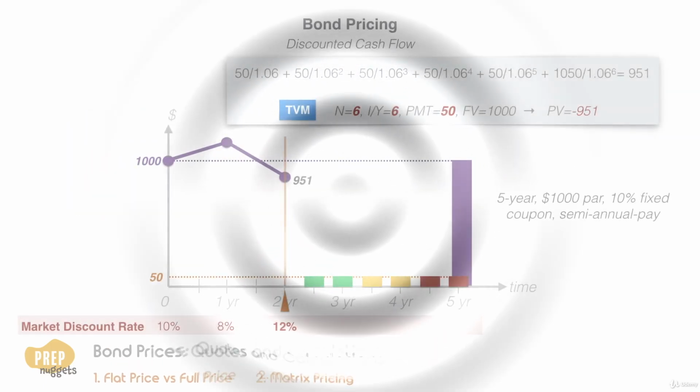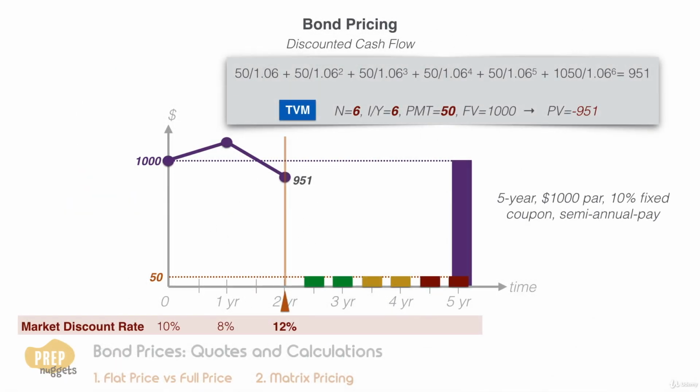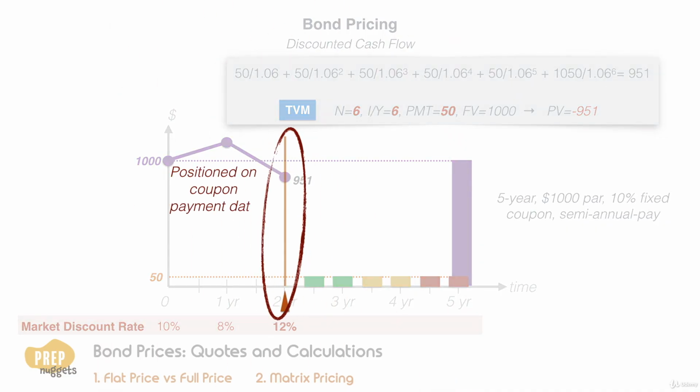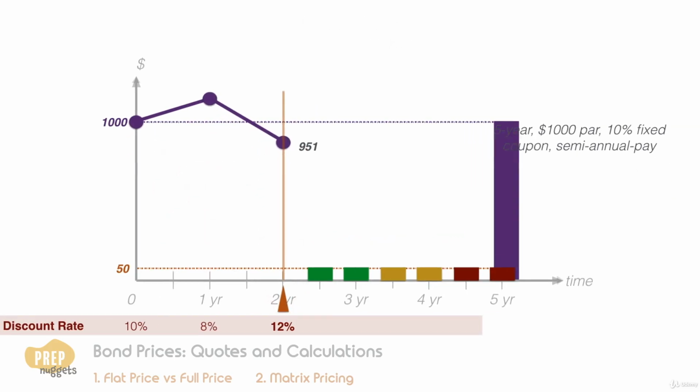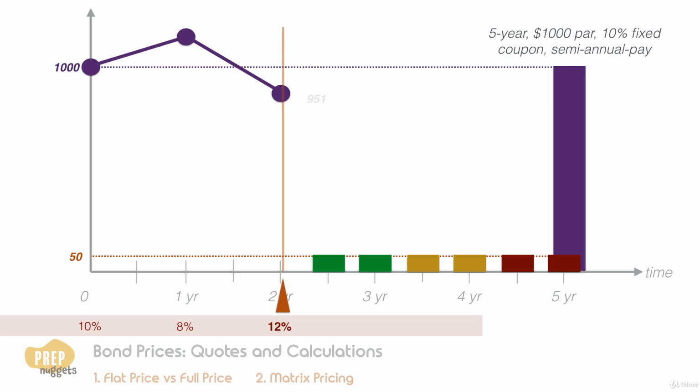Recall this example in the previous lesson. We used the discounted cash flow method to find the price of a bond based on its market discount rate. You would have noticed that in all the examples, we positioned the settlement dates on the coupon payment dates. This allows us to compute the discount rate or price based on whole periods. However, in reality, those trades are made in between coupon payment dates.